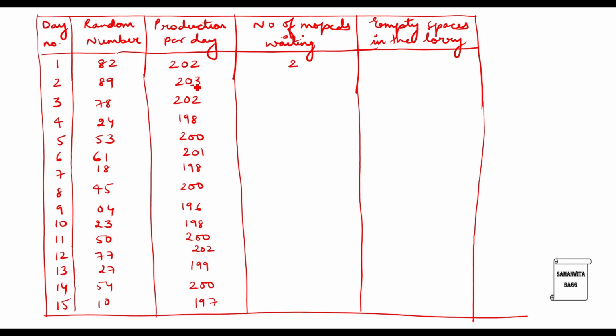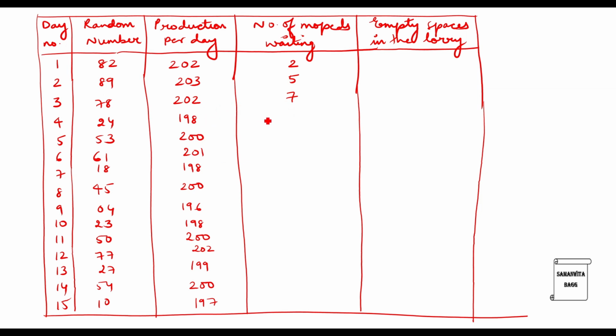Next we'll talk about 203. So the lorry space is only 200. Previously 2 of them are already waiting. Now 3 more get added, so this becomes 5. Next one, production per day is 202 and we can send only 200. So 2 more get added over here. So it is 7.